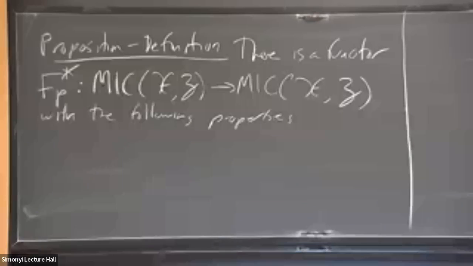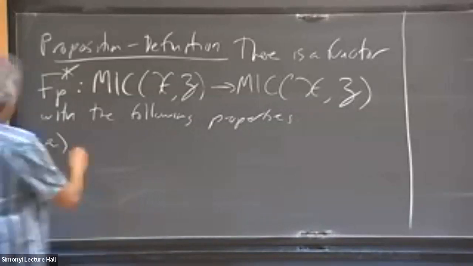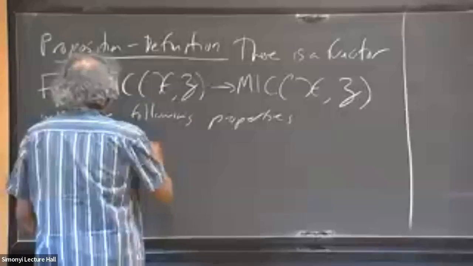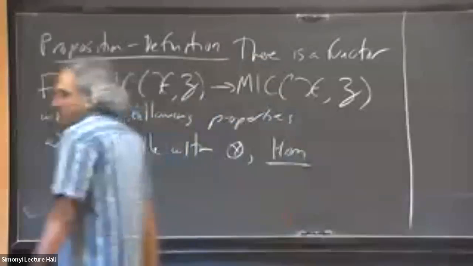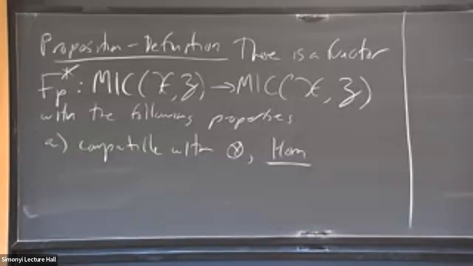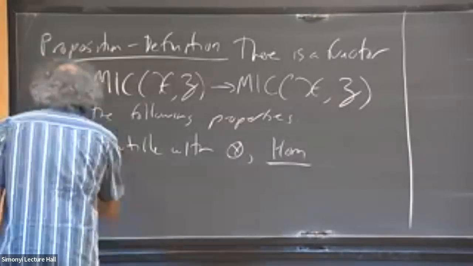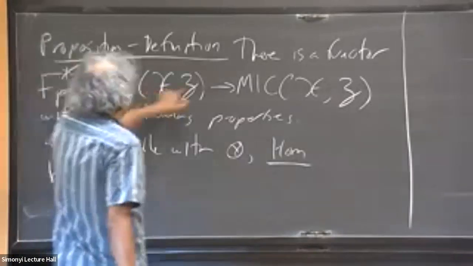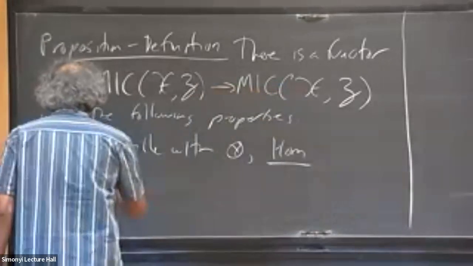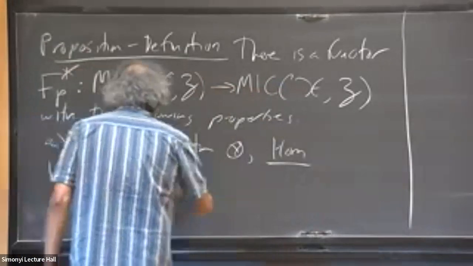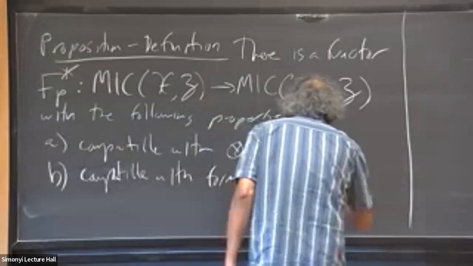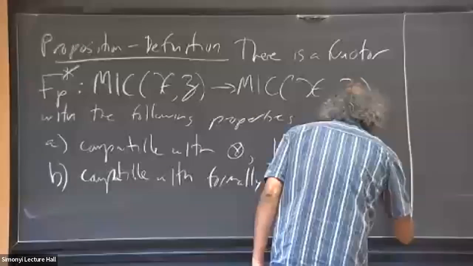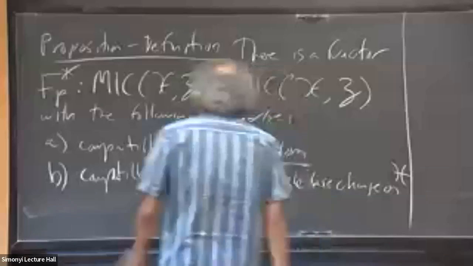So first, this category has some natural structures which I want to respect: the tensor product and the internal Hom. It also is compatible with at least étale base change on X. Formally étale. It's actually a little bit stronger than that.